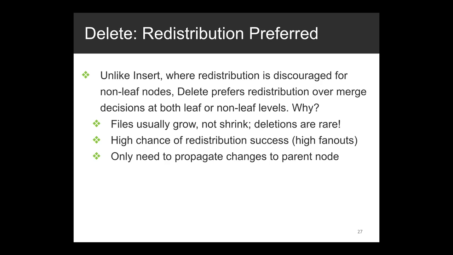Okay? And when you do redistribution, you only need to propagate changes to your parent. Whereas if you do a merge, you might end up doing it recursively all the way to your parent's parent and all the way to the root. Whereas if you do just the redistribution, all you need to do is pointer swaps. We talked about the pointer swaps, how the page pointers are now moved to another location, and the index keys are updated. So these are all very tiny in-memory operations.